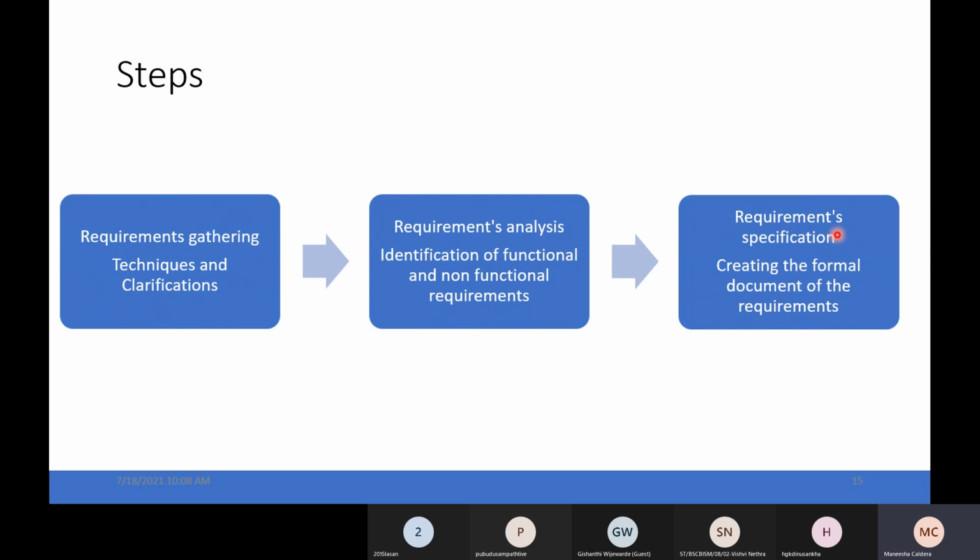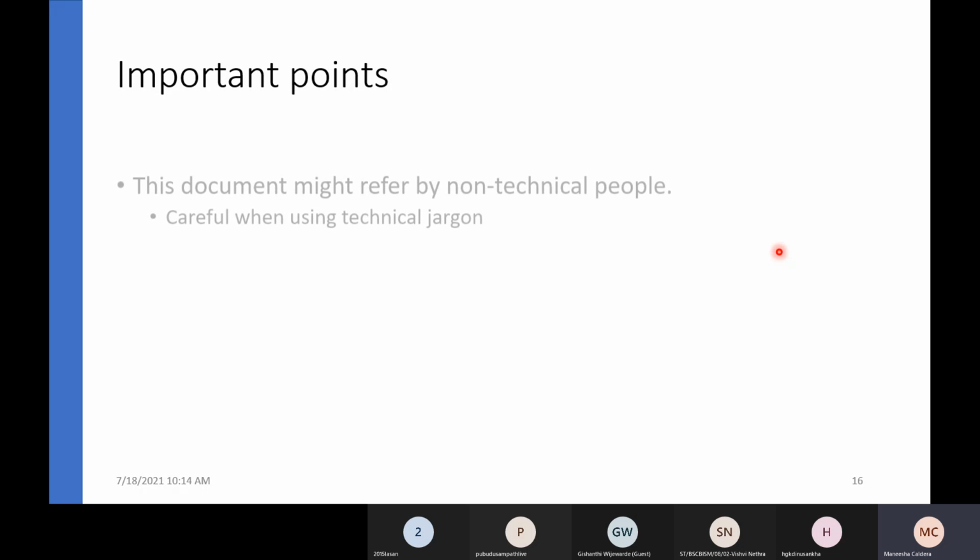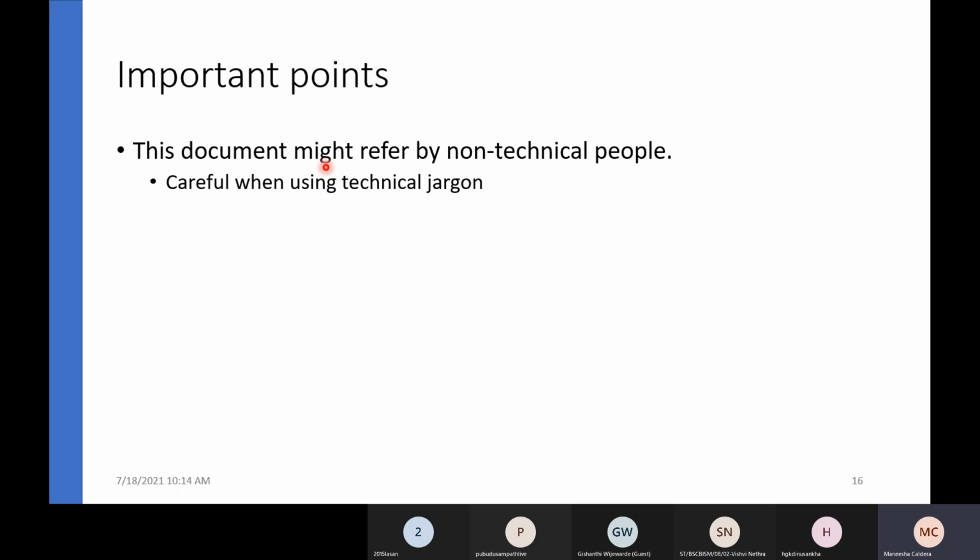I think now you are clear about these steps and the flow of how to create this SRS. The important point here is that this document might be read by non-technical people. This is a document between two business parties, the client business party and the software development business party.